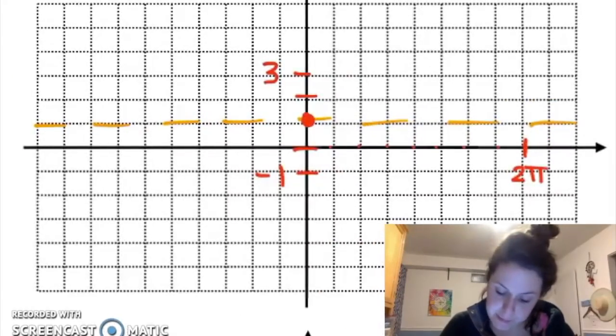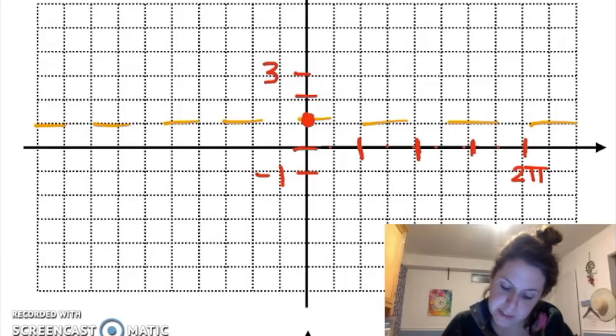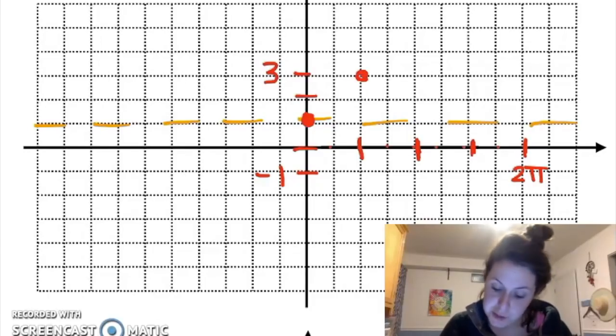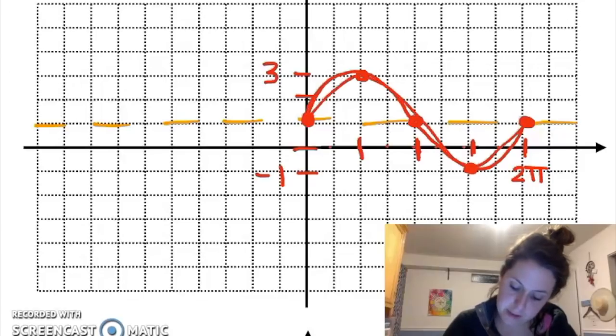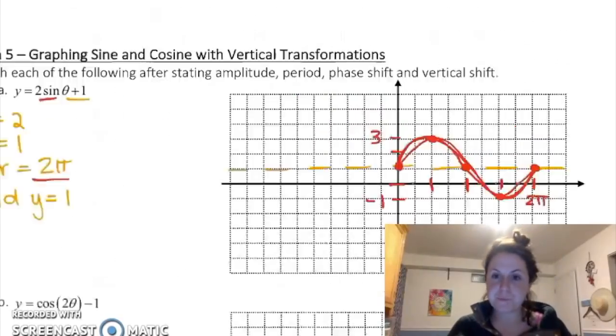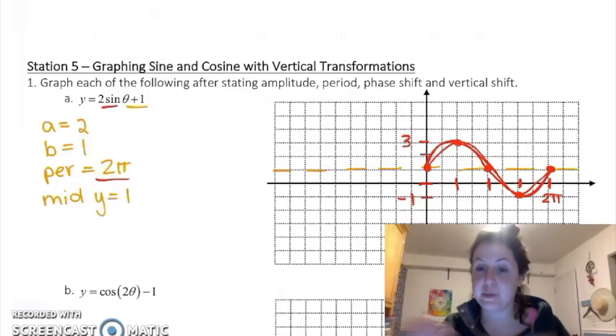It starts at 0. 2 spaces later, it will go to its max. 2 spaces later, it will go back to 0, or it's not 0, it's midline. It will go back to its min, and then back up to its midline. So this is going to look like that. It should look the same as a regular 2 sine x.